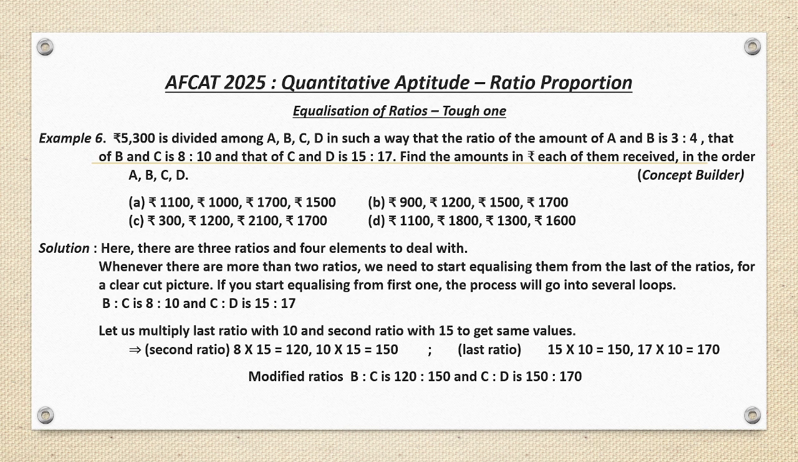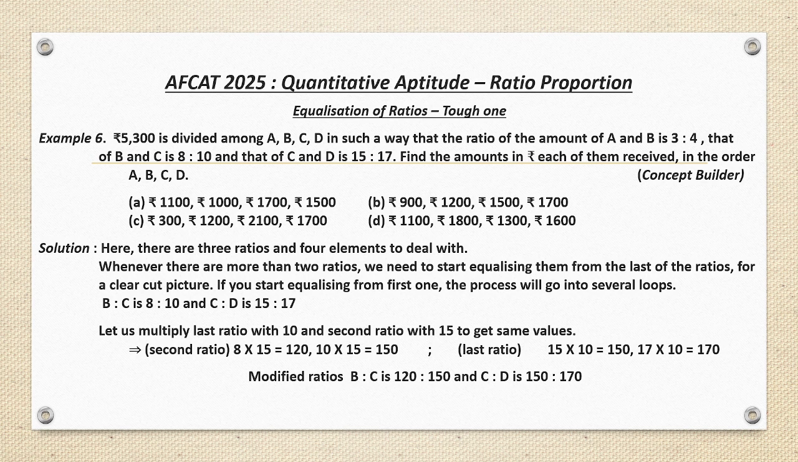There are 4 elements, right? And unlike the 3 elements, wherever you have got 4 or more, what you have to do is start equalizing from the last of the ratio. That is, we have got A to B, B to C, C to D. So from C to D, you have to start equalizing it. Otherwise, what happens? Every time you will have to deal with all the 3 ratios. Okay. So what is the last ratio? C and D is 15 to 17. So from that, let us start.